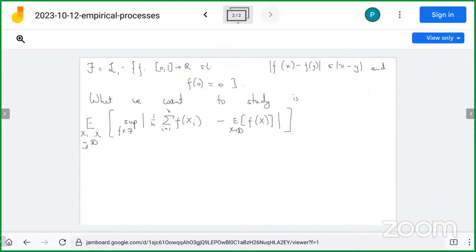Okay, so this is what we want to study. So how would we do this? One more thing: suppose that we show that the expectation is small. Is there also concentration around this expectation? That's actually an exercise.